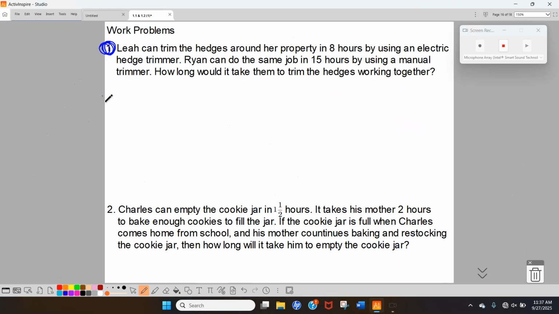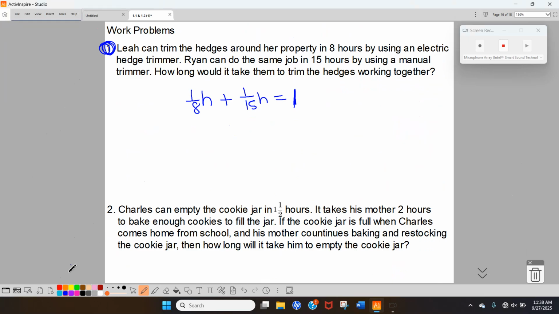All right, Leah can trim the hedges around her property in 8 hours by using an electric hedge trimmer. Ryan can do it within 15 hours using a manual trimmer. How long would it take them to trim the hedges together? So what you have to think about these is if Leah is doing the entire job in 8 hours, what is her rate? Well, if she can do all of it in 8 hours, then she should be able to do an eighth of the job in an hour. So an eighth of the job per hour for Leah. Ryan can do it in 15 hours, so he's going to do a 15th of the job an hour. And together, they're going to end up doing one whole job.